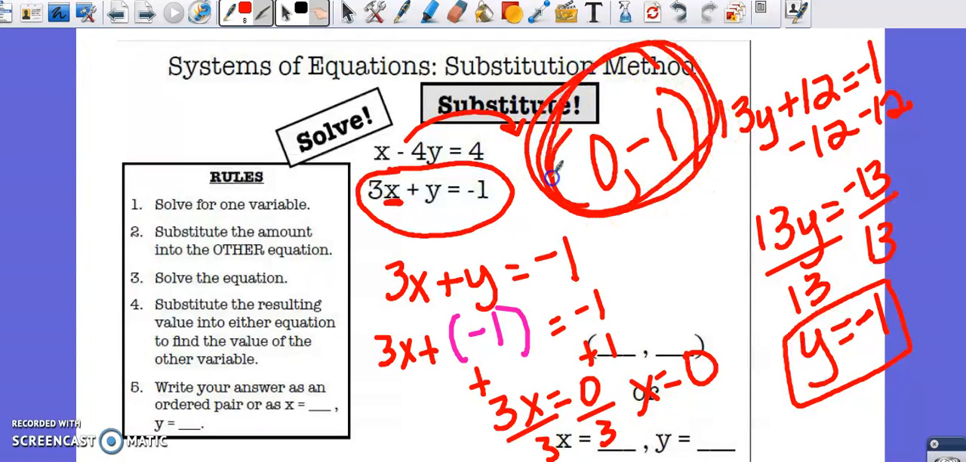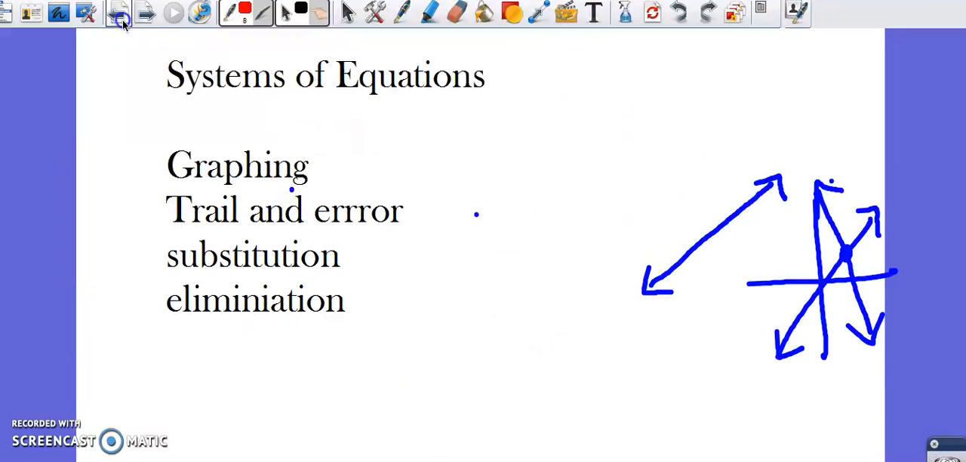That's the most important thing, is we're trying to find the coordinates. So every single time you're doing this, that's what your goal is. When you are graphing, trying to find the coordinates. Trial and error, trying to find the coordinates. Substitution, trying to find the coordinates. Elimination, the same thing. And they can have, again, different solutions, okay?